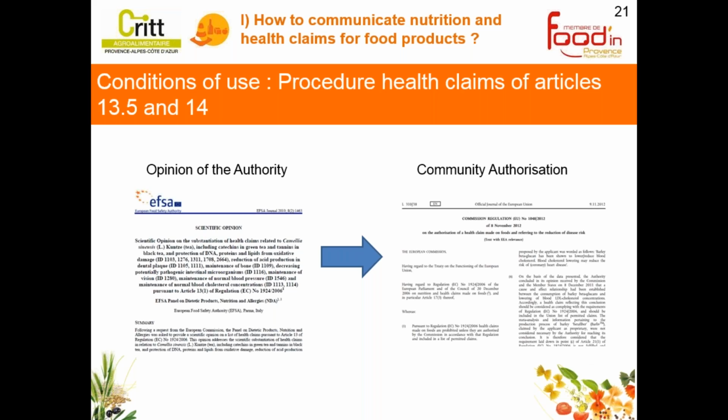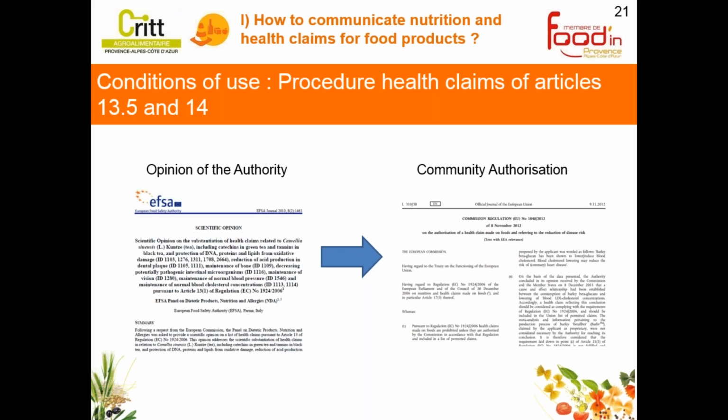The second criteria is: is the claimed effect properly defined? For example, a claim stating that a food improves your body shape is too unspecific for a scientific evaluation, but the claim stating that a food helps to reduce your body weight, for example, is sufficiently defined because body weight can be measured.